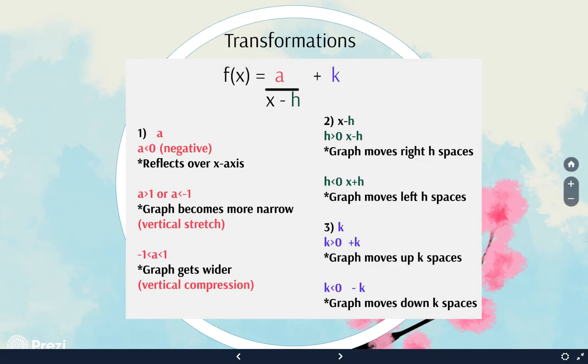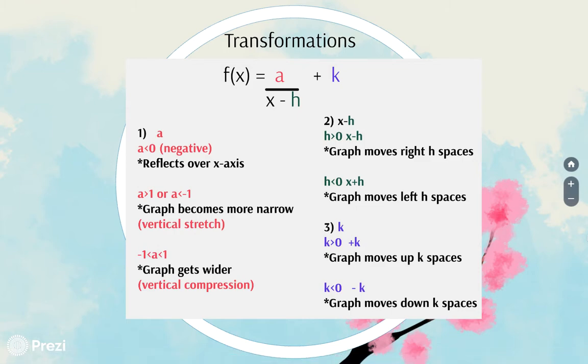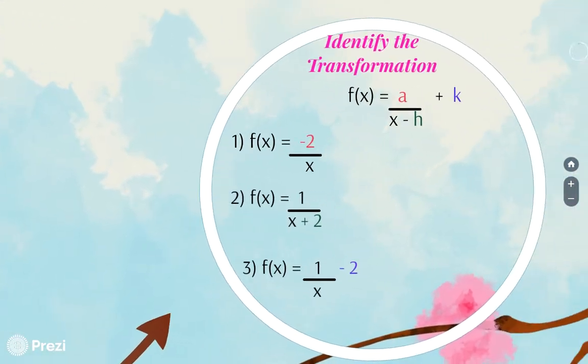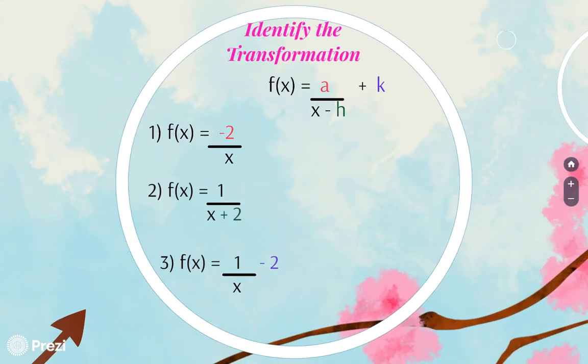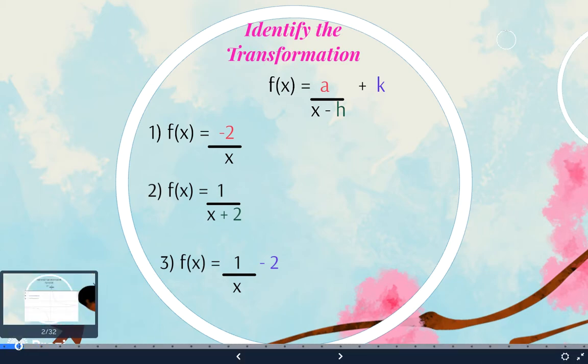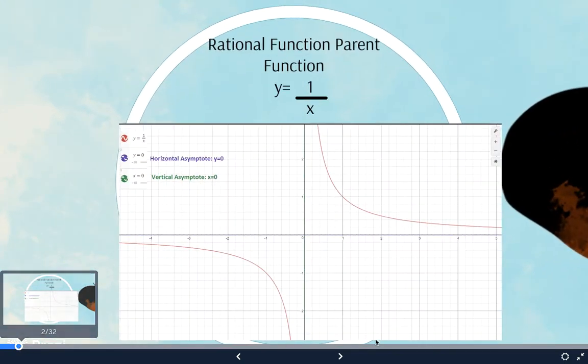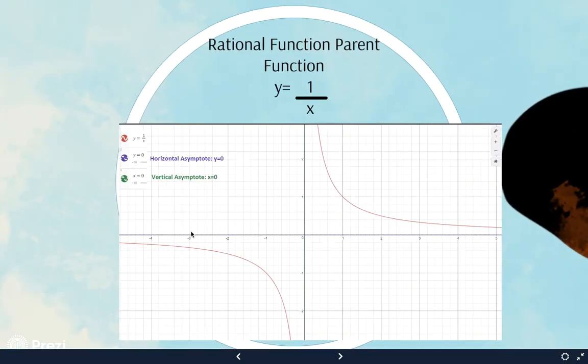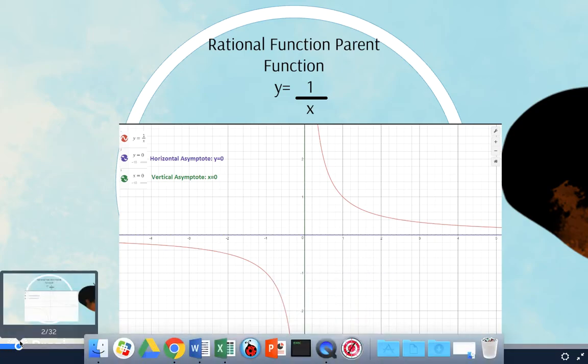Who's ready for some example problems? I knew you guys were. Let's get going. Okay, so all we're going to do is identify the transformation. But before we do that, we have to know if there is an A, H, or K in the problem to know where the graph is going to move away from its beautiful parent function that we saw over here. So this is the start graph, and all these transformations are going to move it in different ways. So let's see what's going to happen.